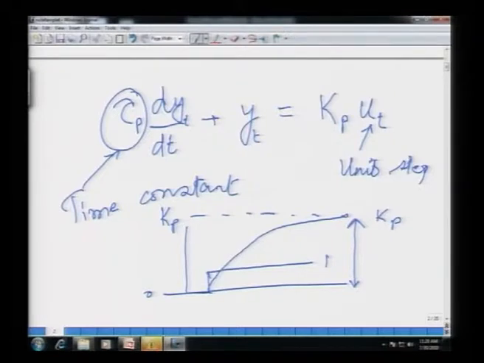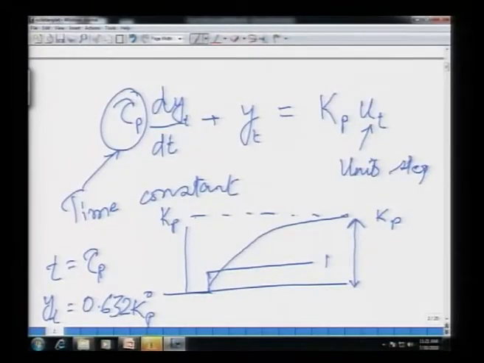and if you look at the solution of this differential equation, what you also have is that at t is equal to tau p, y(t) is equal to 0.632 of kp. What that essentially means is that 63.2% of the overall response gets completed in one time constant. Similarly, about 95% of the total response gets completed in 3 time constants. So, in one time constant, if this is the total response, 2/3 would be about here.